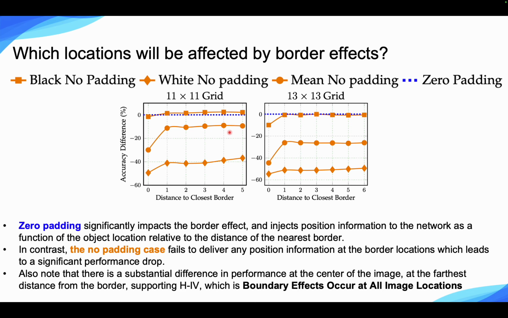And also, there is a substantial difference in performance at the center of the image. Look at this column, at the farthest distance from the border. So it is obvious that the boundary effects occur at all image locations, even if the object is at the center of the grid. It will have a performance drop compared to zero padding.